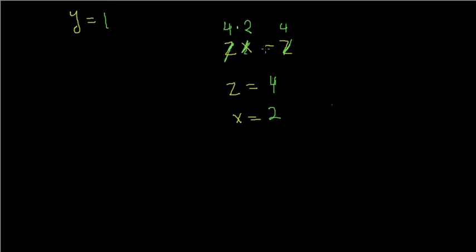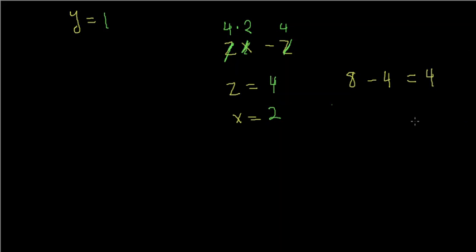Well, let's evaluate the expression. Order of operations, multiplication starts first. 4 times 2 is going to be, let's rewrite the expression, 8 minus 4. Just bring this 4 down. We've only changed 4 times 2. And 8 minus 4 is going to be equal to 4.